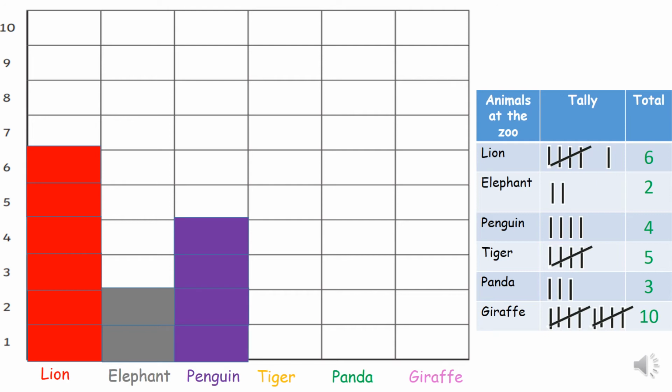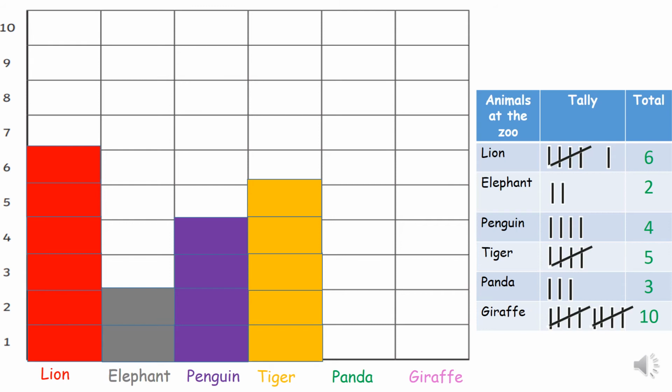How many tigers did we see? That's right, we saw 5. 1, 2, 3, 4, 5. Have you noticed that each of my squares is the same size? This is so that it's consistent and easy to compare.